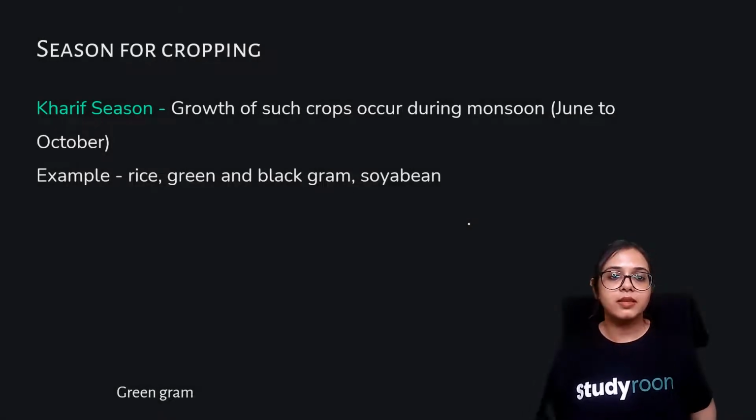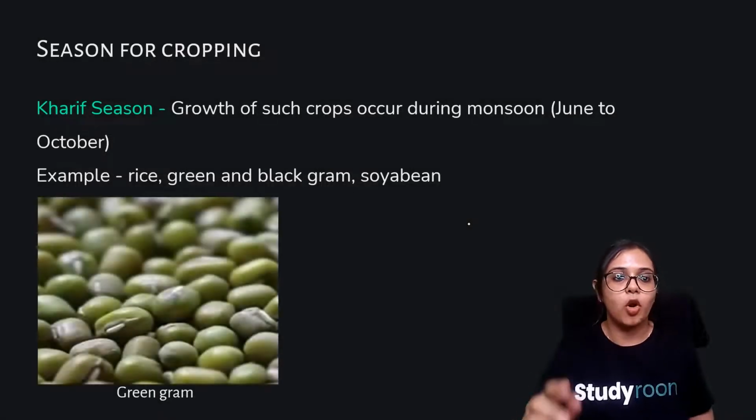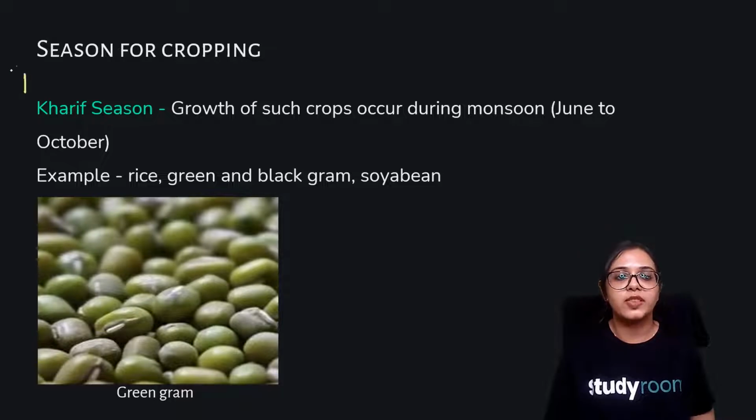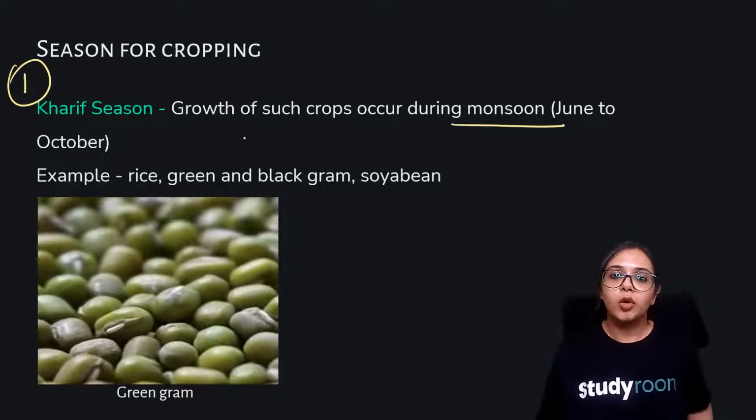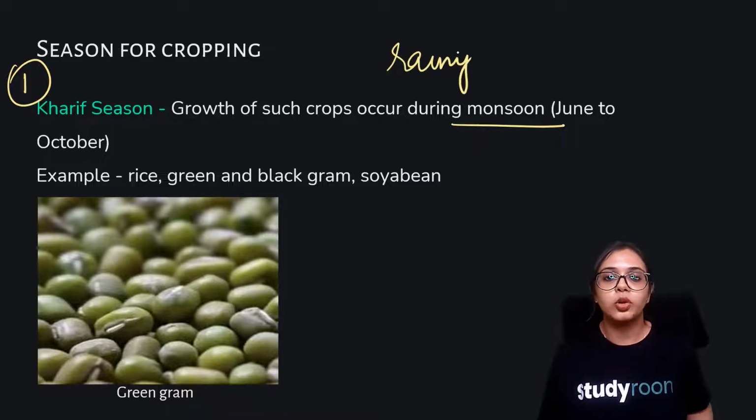The seasons for cropping, like I told you, the first one was the Kharif season, and this is witnessed during the monsoon season. Growth of such crops occurs during monsoon, during the rainy season, that is from June to October.